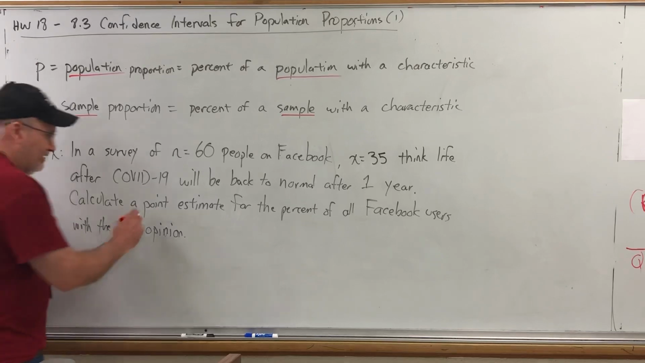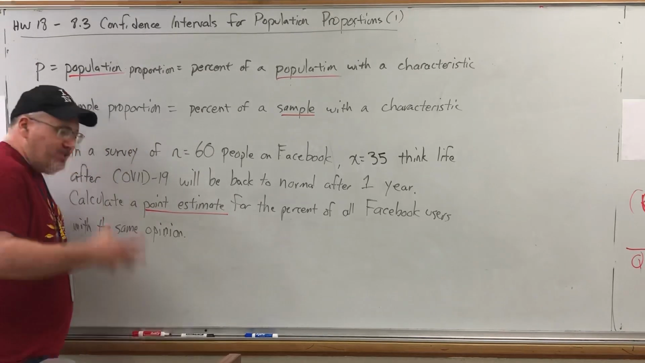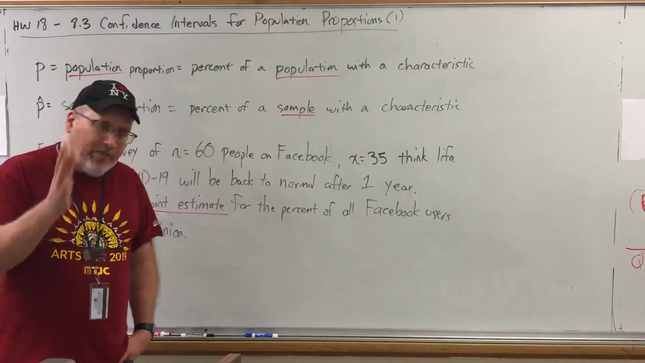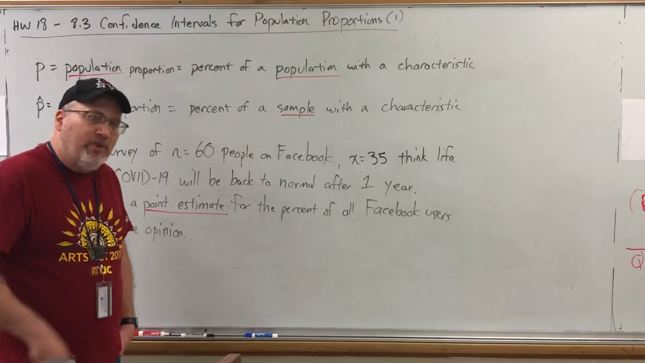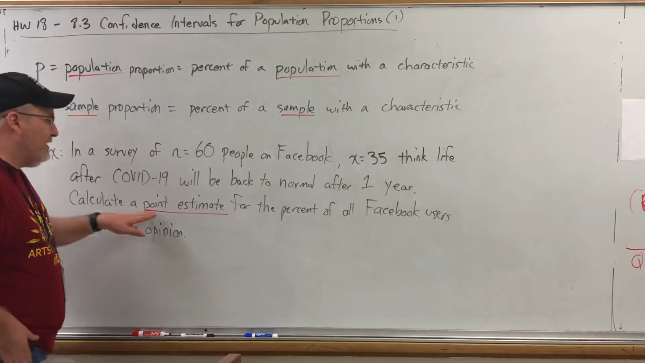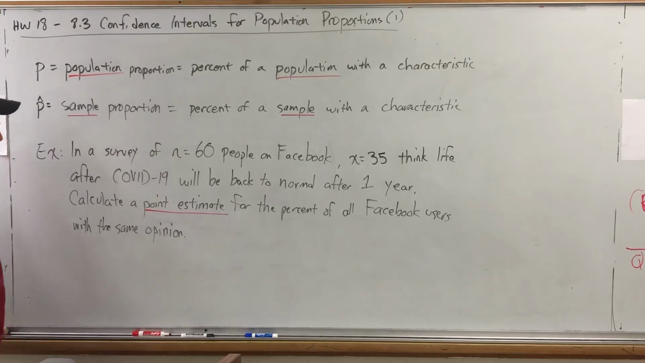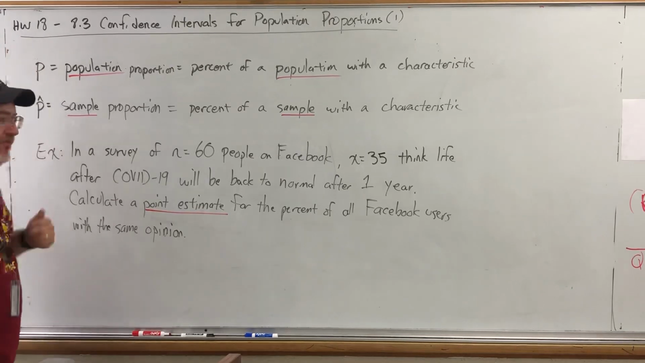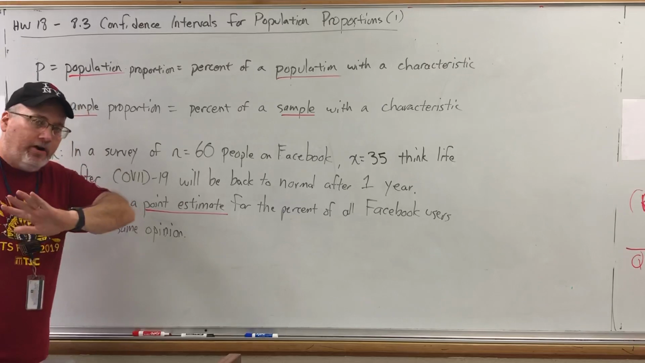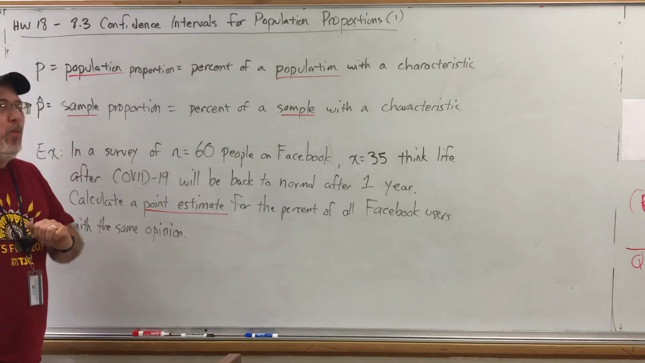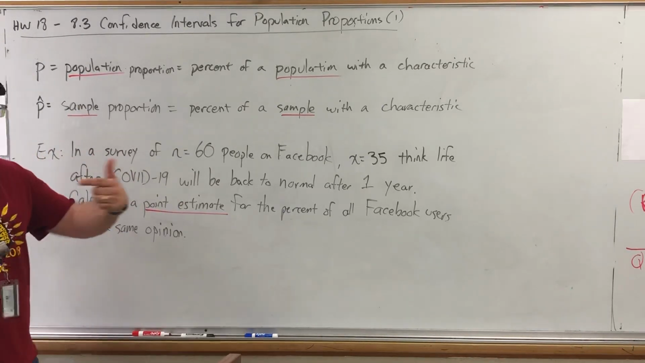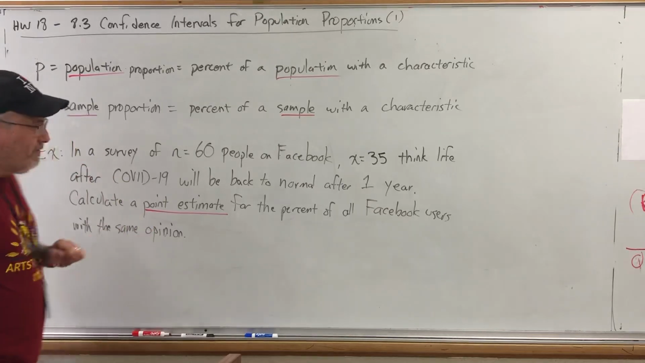Recall that a point estimate is just the sample version of a population value that we are trying to calculate. Point meaning a single point on a number line, meaning one value. So specifically, p hat is the point estimate for p. Just like in the previous videos, x bar, sample mean, was the point estimate for mu, population mean.